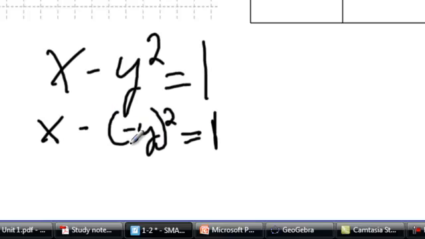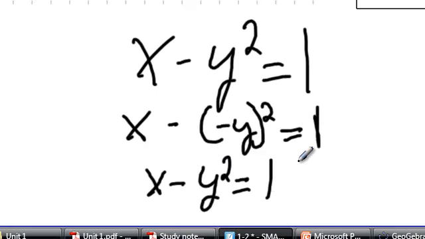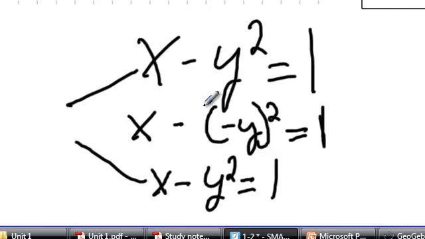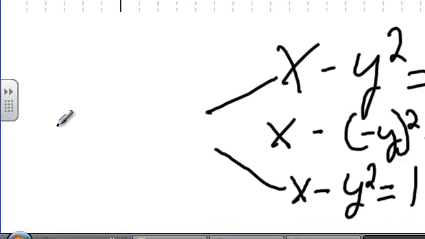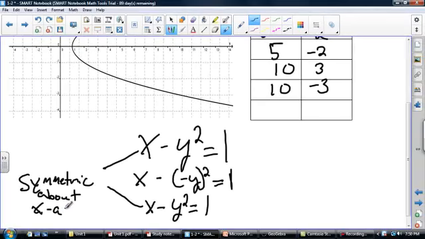Now, when I clean this up, I'm going to have -y squared, which just gives me y again. So then, x minus y squared equals 1. We started and ended with the same exact thing. This tells me it's symmetric about the x-axis.